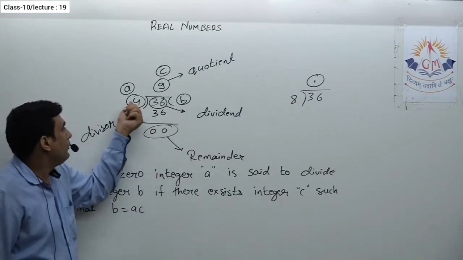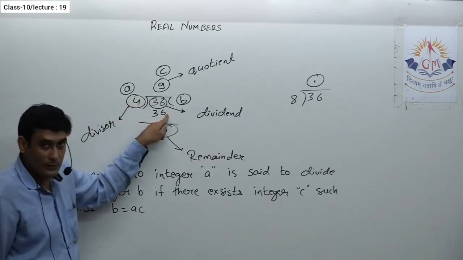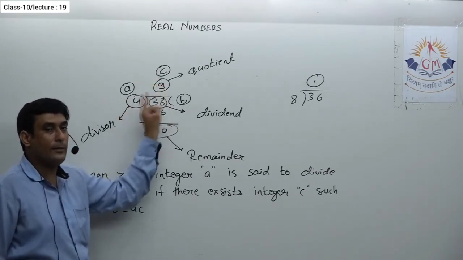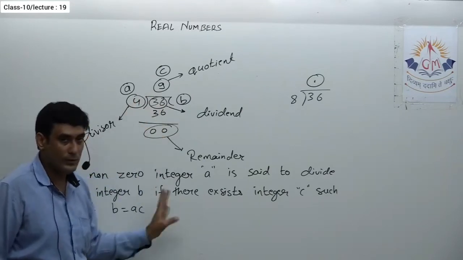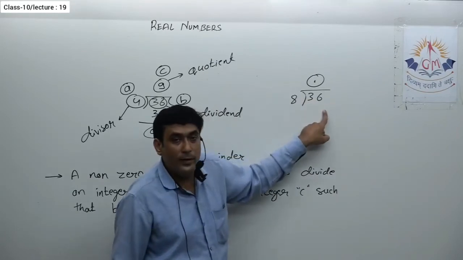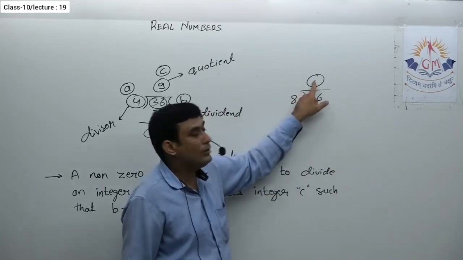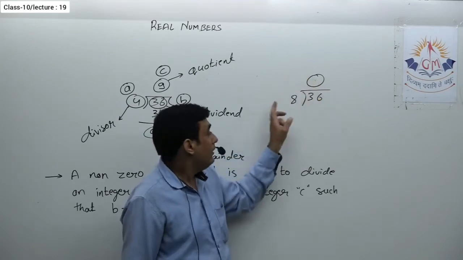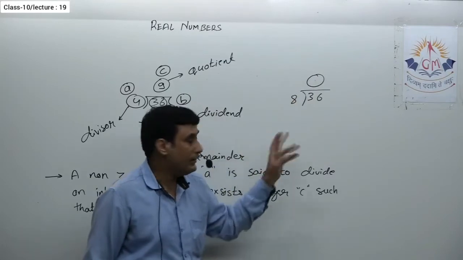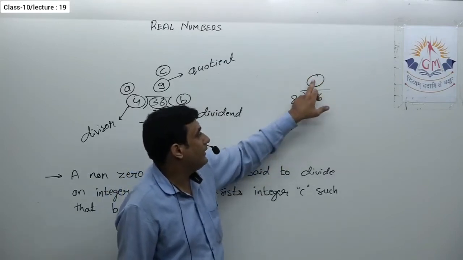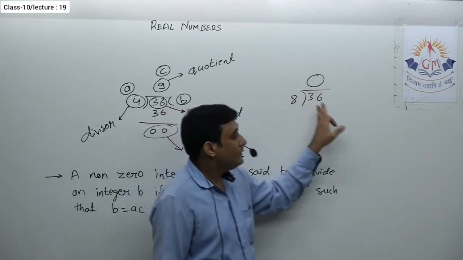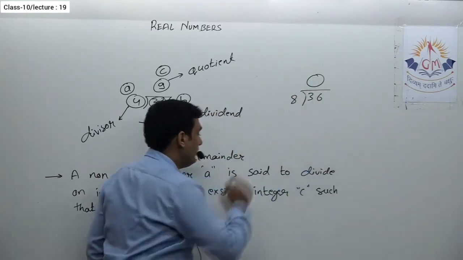Here I am able to say that 4 divides 36 because I have another integer 9 such that 4 multiplied by 9 is equal to 36. In this case I say that 8 does not divide 36 because I do not have any integer C such that 8 multiplied by that is equal to 36, isn't it? 8 multiplied by any integer, there isn't any integer C such that it equals 36. So I will say 8 does not divide 36.